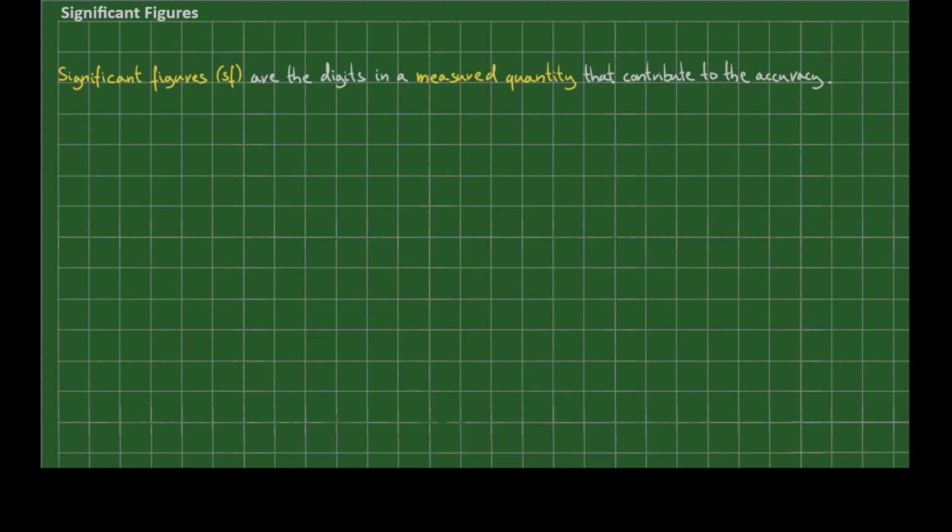Hello good people, I'm going to talk about significant figures. Significant figures, abbreviated SF, are the digits in a measured quantity that contribute to the accuracy. Measured quantities are values obtained by using a measuring instrument.